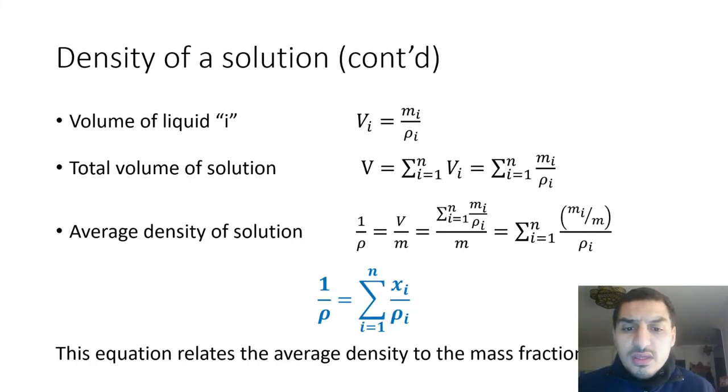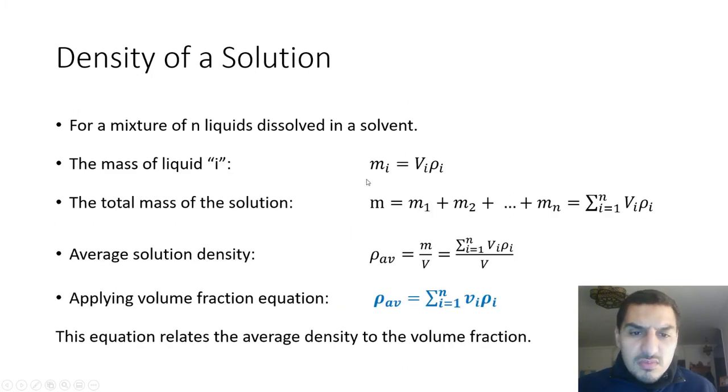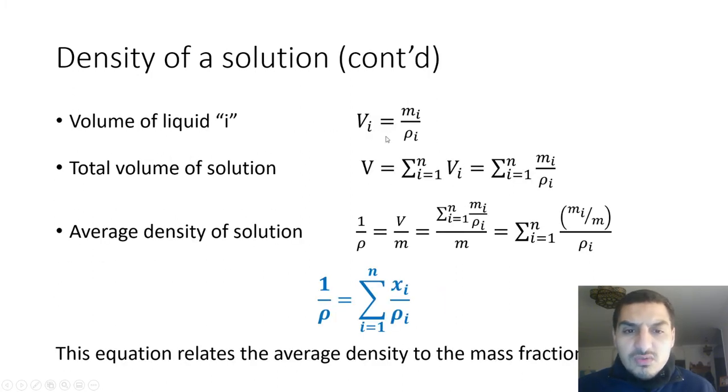There is another way that we can use to calculate the average density, using the mass fraction, and this is more applicable than the previous case. We start with the volume, which is the mass divided by the density, and the total volume is going to be the summation of the volumes. It's like what we did here. We started with m and then the total m, but here we started with v, and the total v is going to be the summation of mi divided by rho i.